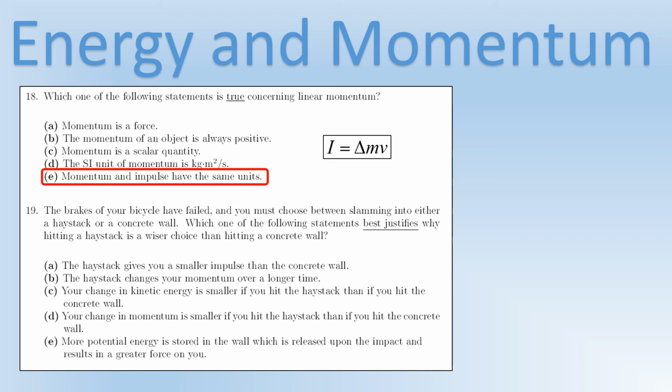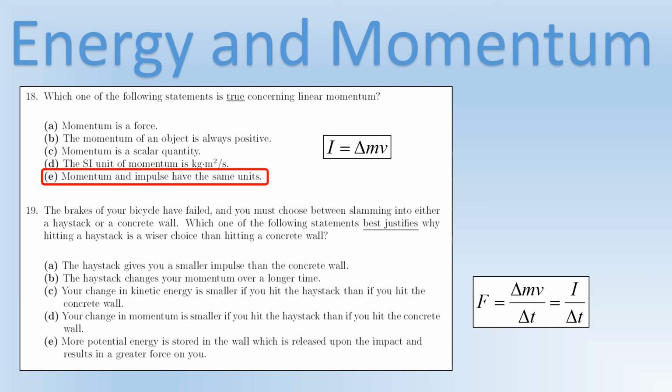The brakes of your bicycle have failed, and you must choose between slamming into either a haystack or a concrete wall. Which one of the following statements best justifies why hitting the haystack is a wiser choice than hitting a concrete wall? So have a look through your options.